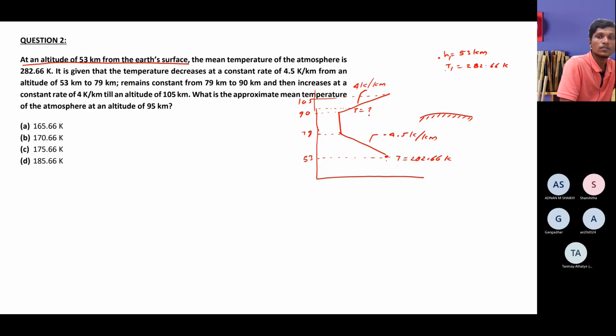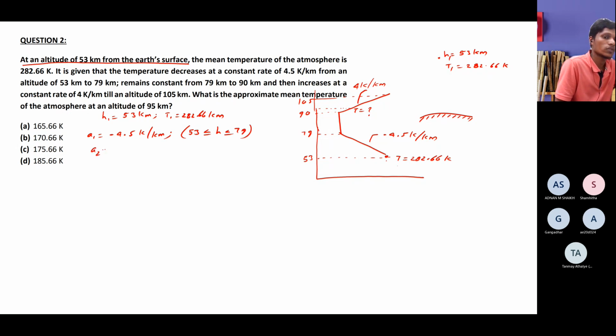So known value system, let's say it is H1 and T1, and H1 equals 53 kilometers and T1 equals 282.66 Kelvin. Then you have your first lapse rate, A1 equals minus 4.5 Kelvin per kilometer, ready? Remember that this is valid only for 53 less than or equals to H less than or equals to 79.